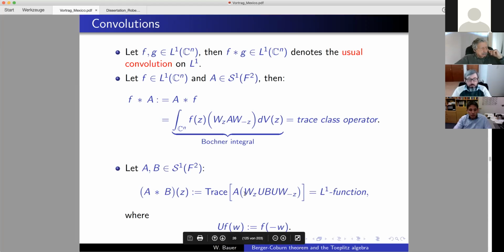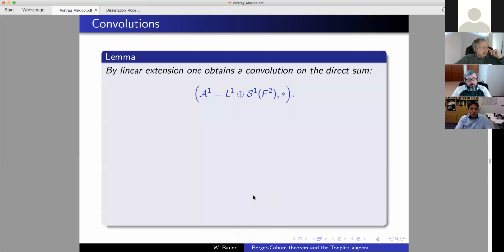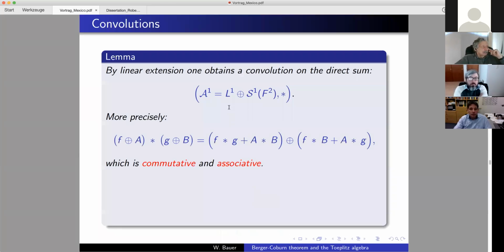So I take two trace class operators, and I form this operator here inside. U is this parity operator. It flips the sign inside the function. And then that's a trace class operator. And I take the trace, that gives me a function in the variable z. Now if I put them all together, that gives me a convolution on this Banach space A1, which is the L1 space plus trace class operators.